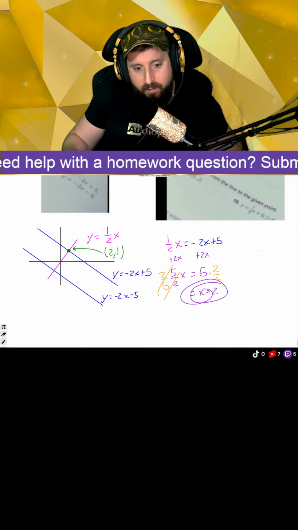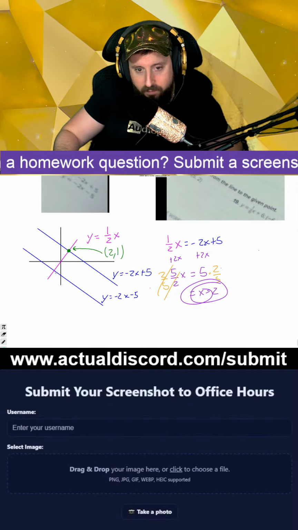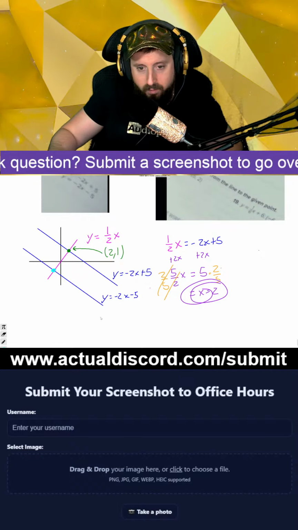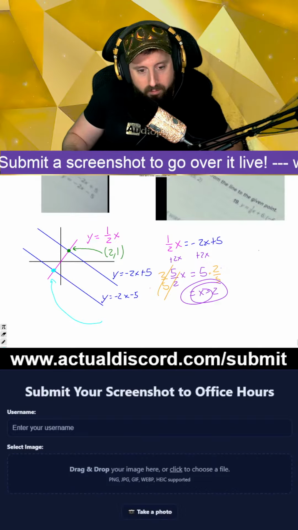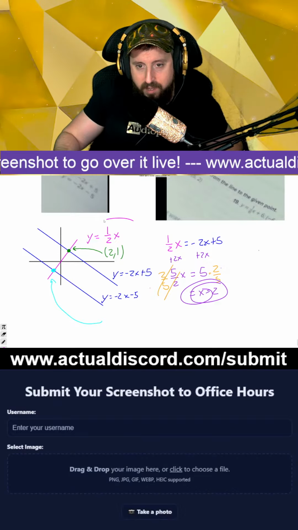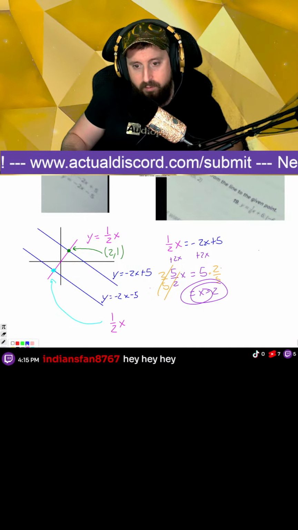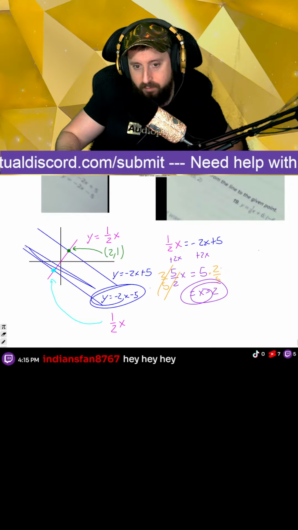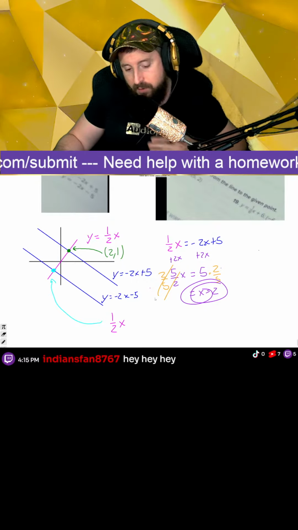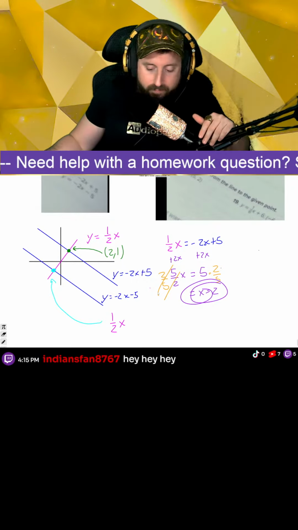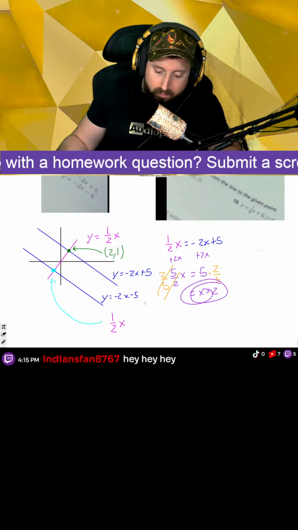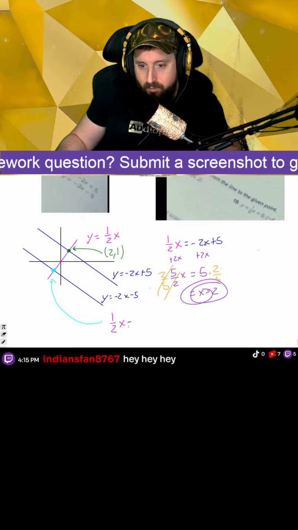Okay. Now let's do the same thing to figure out this point. We're going to set this equation 1/2 x, but now we're going to set it equal to this line, this bottom line, because I want to figure out where this thing is. Equals -2x minus.